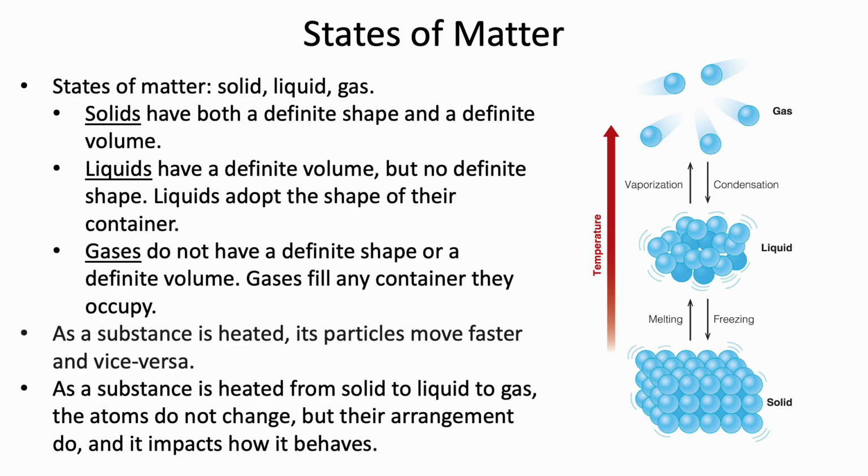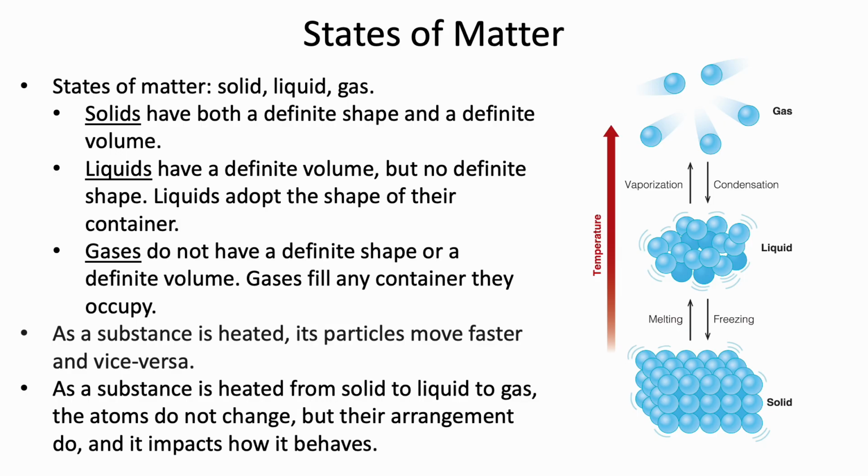Matter can exist in three main states: solid, liquid, and gas. Solids have a definite shape and volume. Liquids have a definite volume but take the shape of their container. Gases have neither a definite shape nor a definite volume. They expand to fill any space. As substances are heated, their particles move faster. When matter changes from solid to liquid to gas, the atoms themselves don't change, but the arrangement does, and that can impact how a substance behaves.